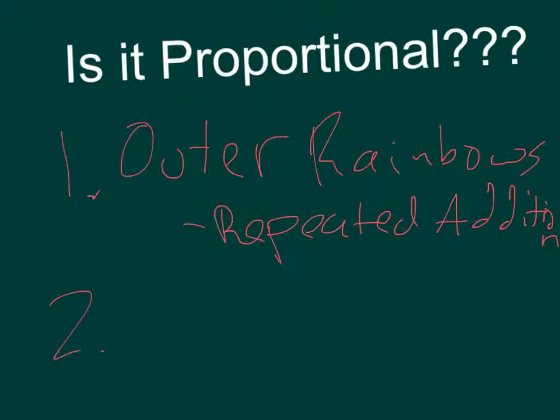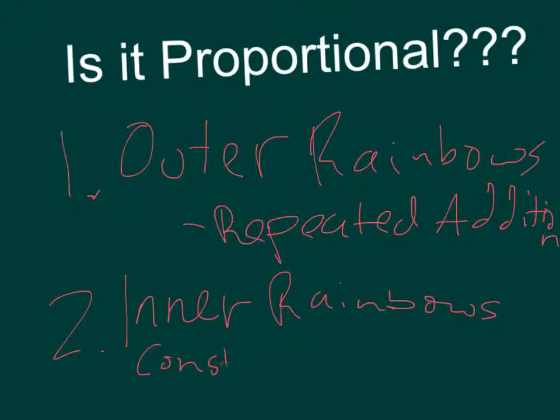Second thing you're looking for is inner rainbows. And what that means is a constant multiplier between your two units. And I'll show you a couple examples of where that works and where it doesn't. So make sure when you're looking for proportionality, one, outer rainbows, and two, inner rainbows. You need both of them in order to be proportional.